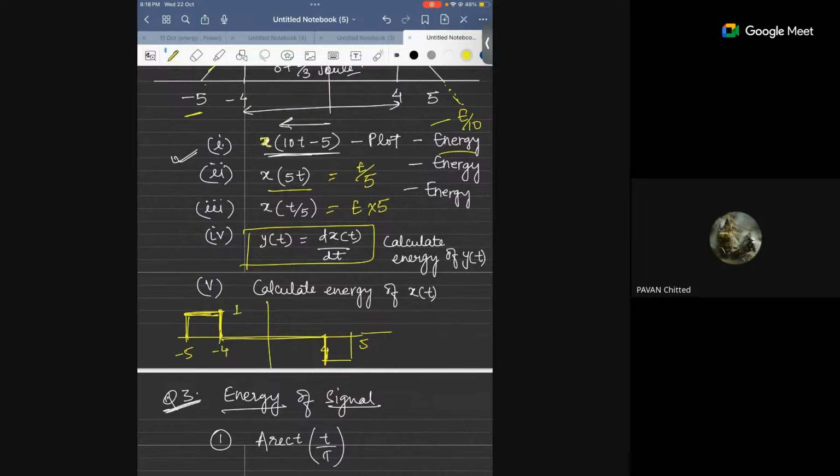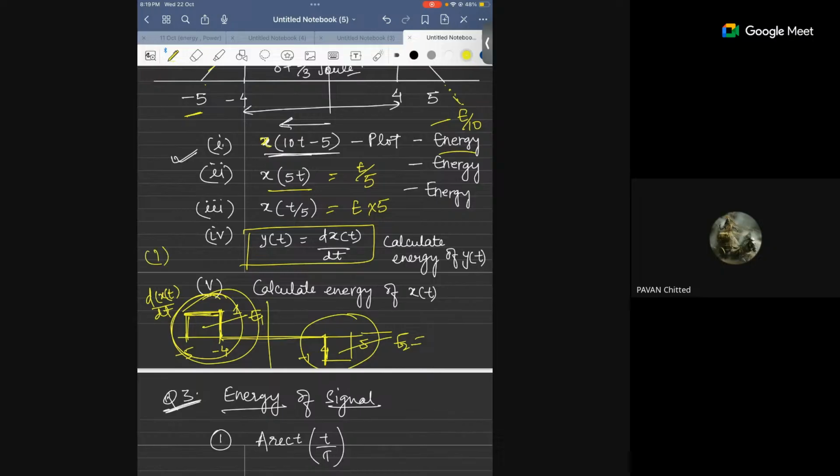So this will be 1 and this will be minus 1. So this is the differentiation d of xt by dt. Now you have to calculate the energy. You can see that both the rectangular pulses are totally non-overlapping. So you can directly calculate energy E1 here and E2 here, and you can just add it. What will you get for this energy signal?